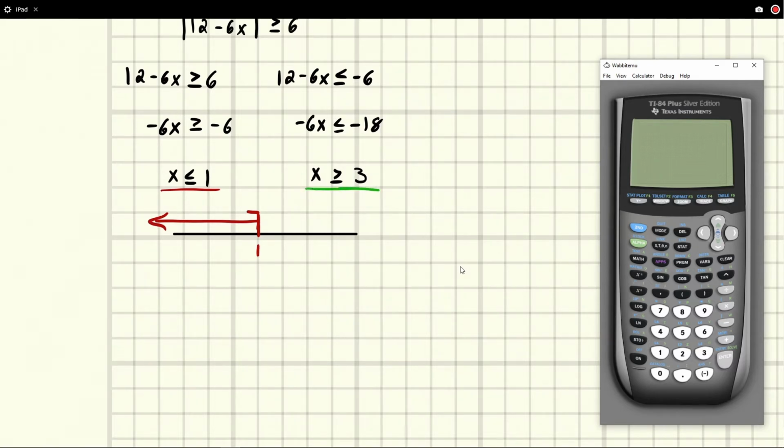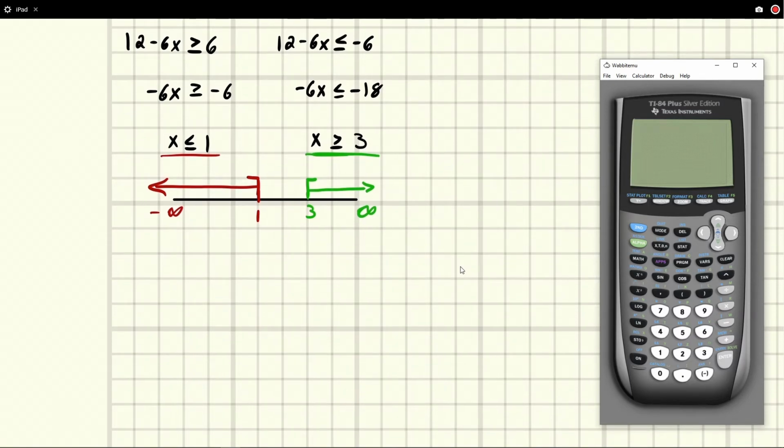Now this side says that x, I'll do this one in green, we've got a 3. I'll put 3 down. x has to be greater than or equal to 3, so it's included because of the equal sign, and we use a bracket. Then it's got to be greater than 3. On this side is positive infinity, and on the other side is negative infinity. So we say that x has to be in one of these two intervals. It can be in the interval from negative infinity to 1, or the interval from 3 to infinity.